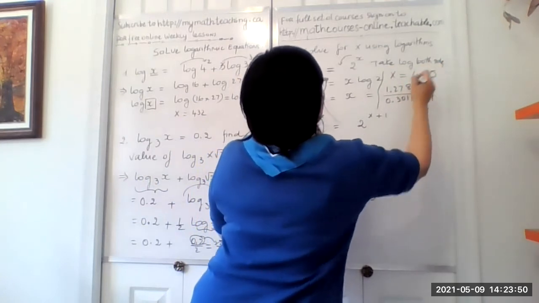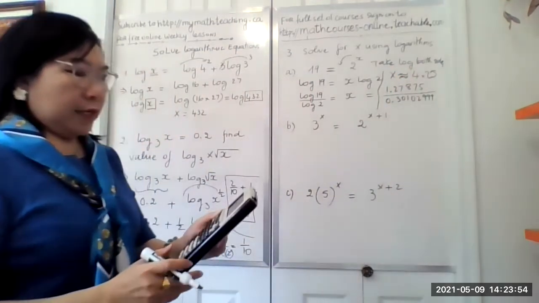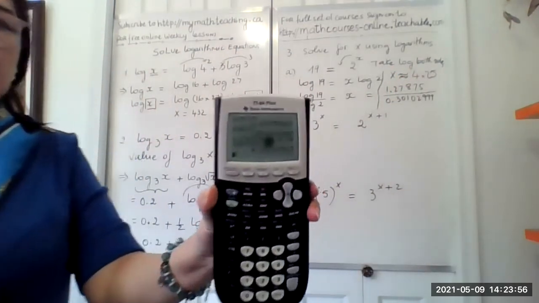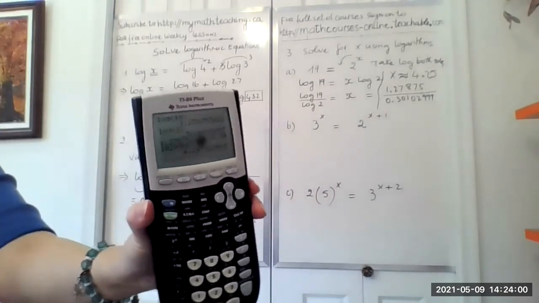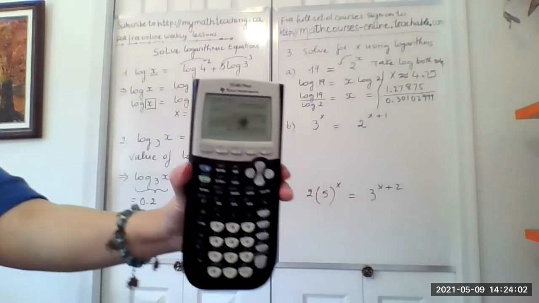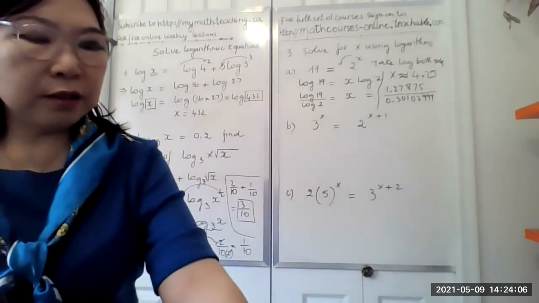4.25 if we round up. So x is almost 4.25. That's the answer from my calculator. So you can see that, right? On my calculator. Okay, so that's how we get the value of x using log.